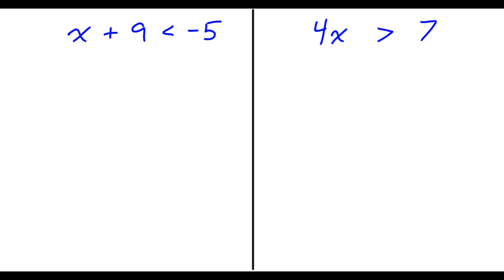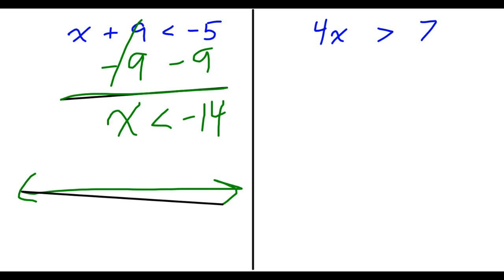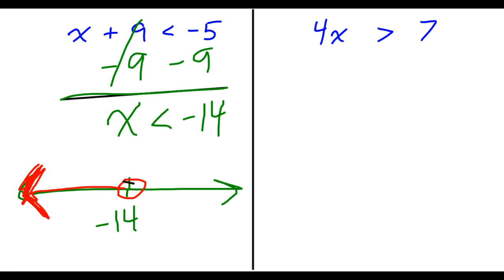So for the one on the left, we're going to take a 9 away to get x is less than negative 5 minus 9, which is negative 14, so x is less than negative 14. Then on our number line, negative 14 is our most important number there. And then we have an open circle because it's just a strictly less than and not a less than or equal to. So we're shading into the left, so that's our solution for x is less than negative 14.